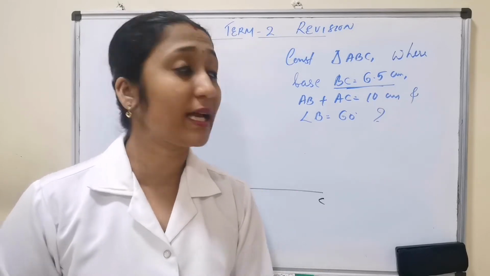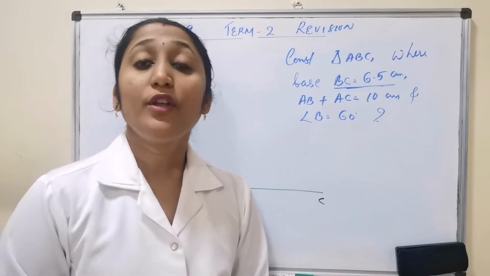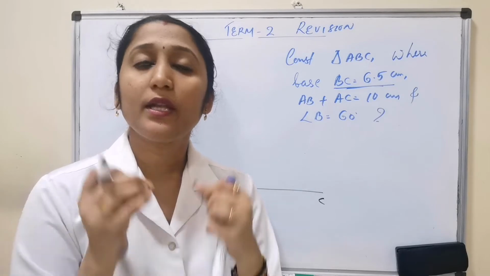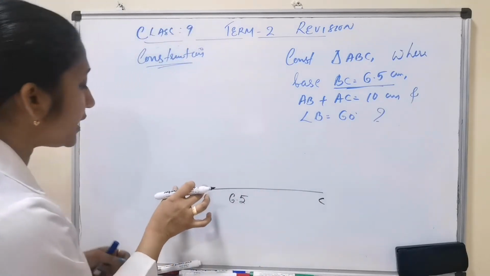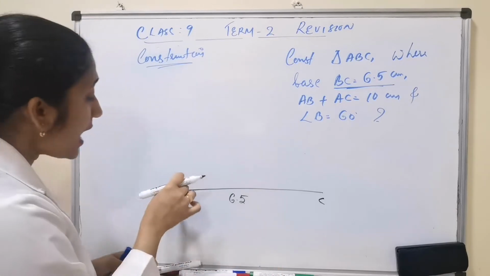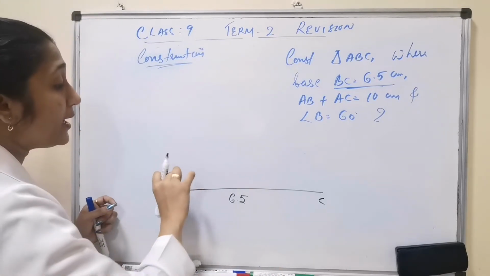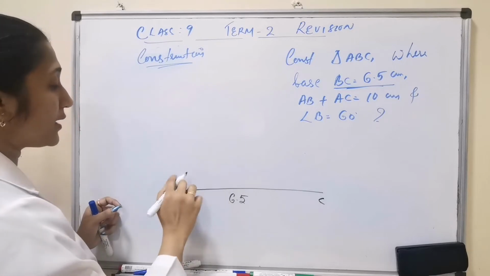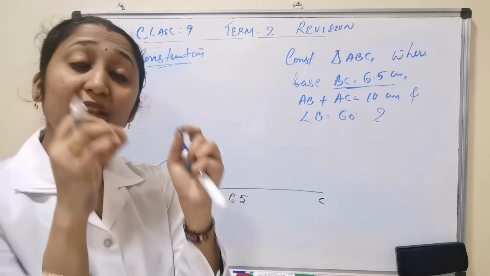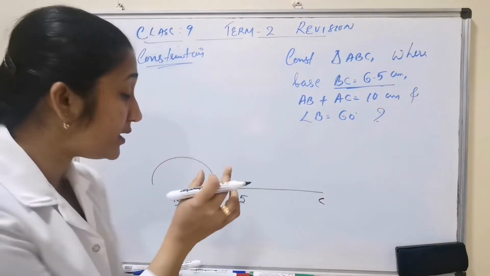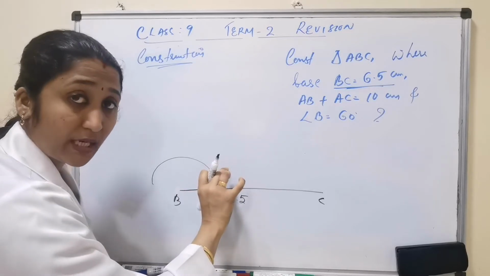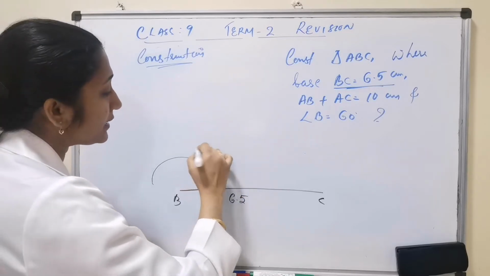How can we construct that 60 degree angle? With your compass, take any measurement. This is 60 degrees now. With any measurement, point the compass at B and draw a half circle. That means on this line, draw a half circle. Okay, with the same measurement, pointed here, cut that.